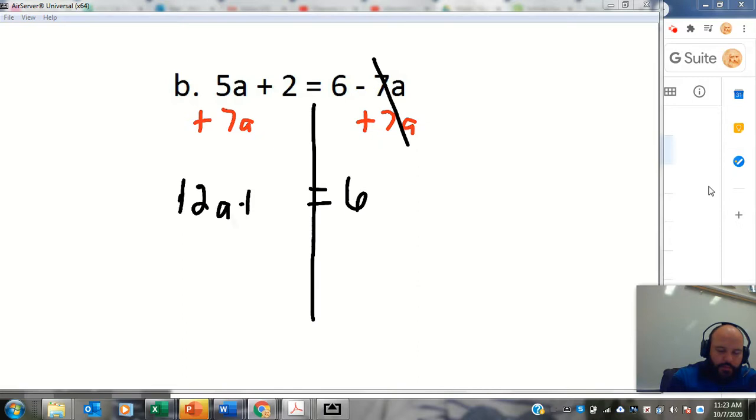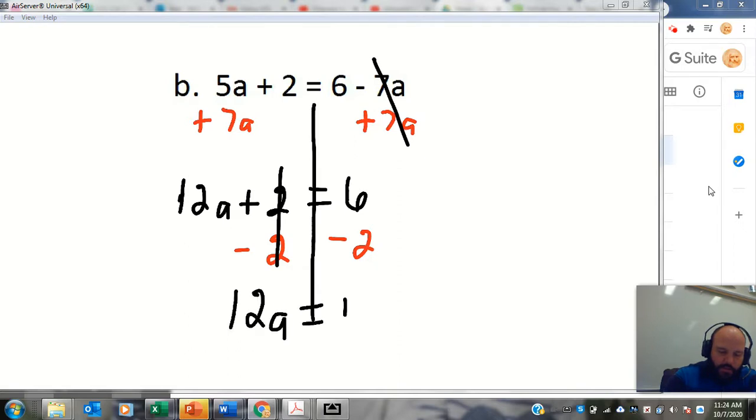And then don't forget about the plus 2 that's still there hanging out. So now that we've moved the variables all to one side, you can see that we're left with a two-step equation that we can then begin to solve. And so the first step is to subtract 2 from both sides. The 2 over here cancels. I'm left with 12a equals 4.